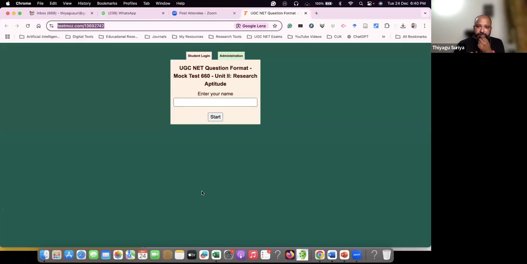What is the age limit of this exam? There is no age limit, Ravichandran, for the UGC NET examination. For the JRF, there is an age limit. For UGC NET category 2 and category 3, there is no age limit. Okay, there is no age limit for that.